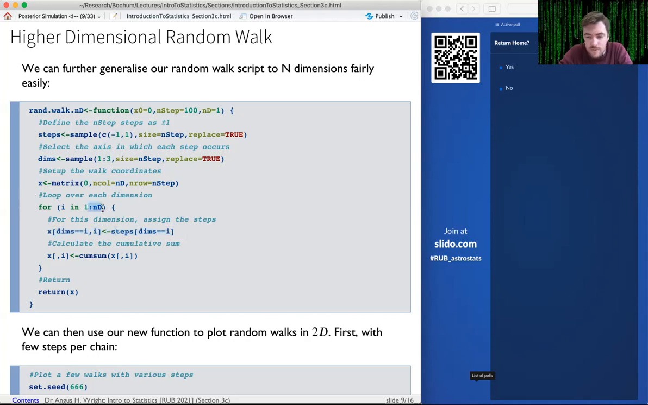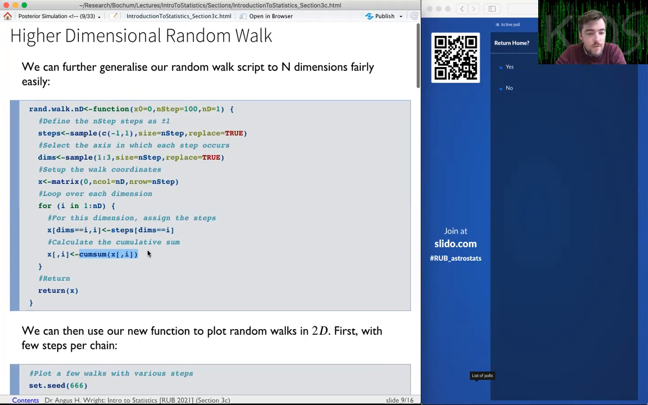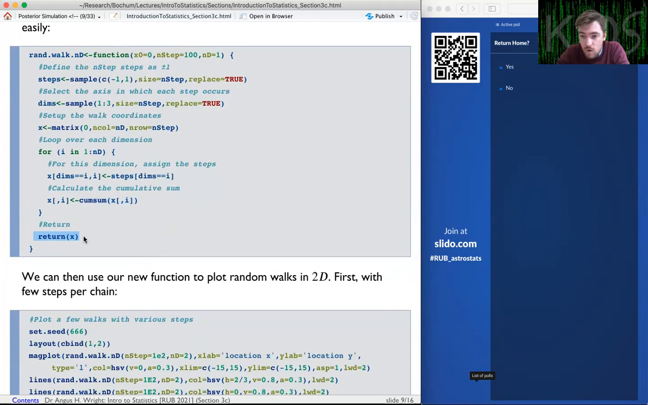So for each dimension, we step in the relevant places. If the first step was in the X direction, then dims here will be 1, I here will be 1, and so this will be true, and therefore the first step will be given to the X direction. That's what this does here. And then as before, we calculate the cumulative distribution of those steps in X, Y, and Z, and then we return our set of coordinates.